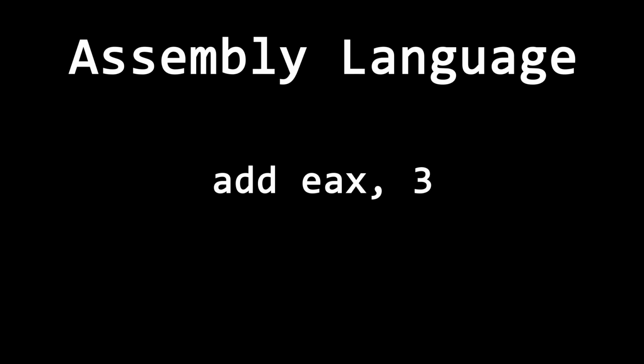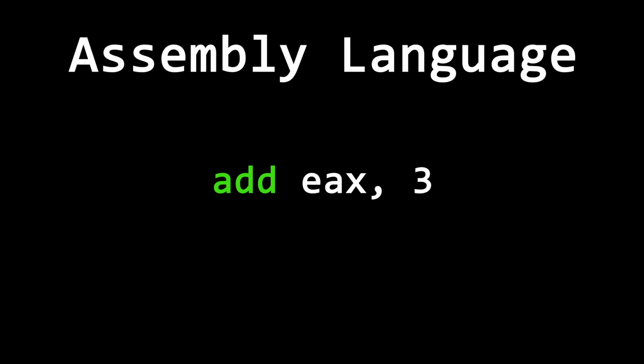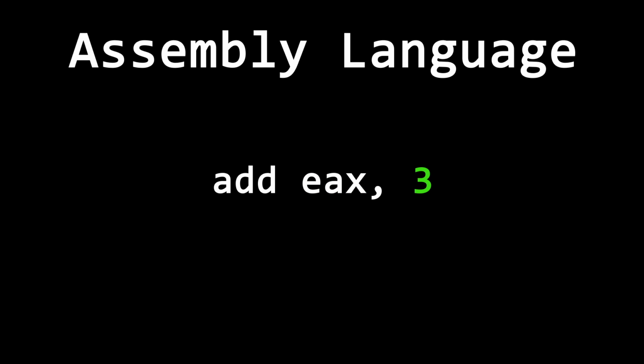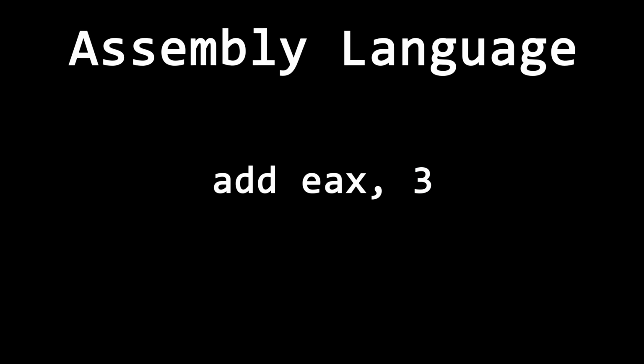Here is an example of an add instruction in assembly. The first part is the type of instruction. The second part is the location of the first operand. And the last part is the second operand that gets added to the first operand. In this case, a simple number. As you can see, this is much more intuitive and easier to use compared to machine code.